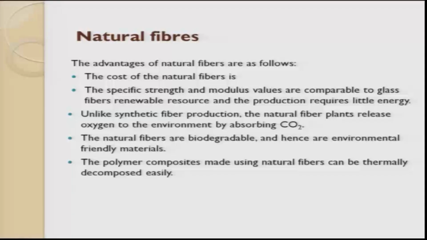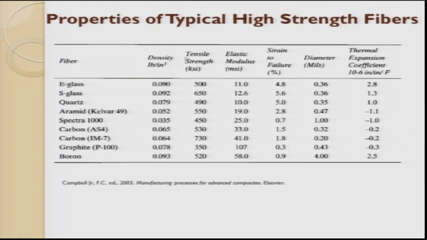So they have the advantage. One, cost is a major advantage. That means to say it is economical. Specific strength and modulus vary as compared to glass fiber, it is from renewable resources, and the production requires less energy. Unlike synthetic fiber production, the natural fiber plant releases oxygen to the environment by absorbing CO2. The natural fibers are biodegradable, and the polymer composite made out of natural fibers can also thermally decompose easily. That means to say people are looking forward to recyclable parts.